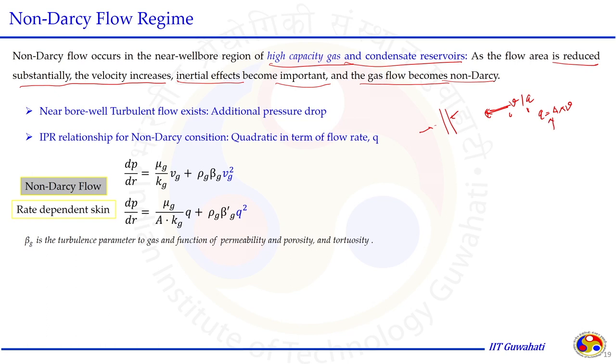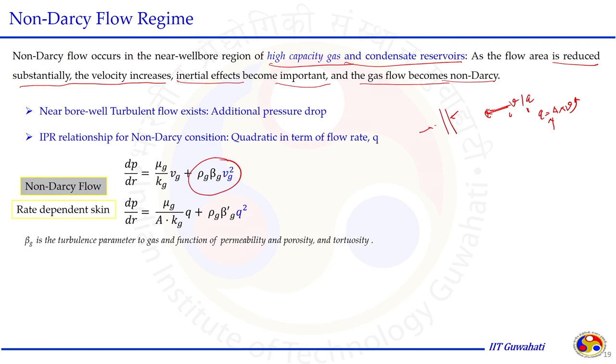So the area will get reduced by the reduction of the radius, and then the velocity or the flow rate will increase. In that case, what will happen? The condition that we are assuming for Darcy's law, that the viscous flow or the velocity is not that high and we have only laminar flow, will get violated near the wellbore region. So in the near wellbore region, the velocity will be very high.